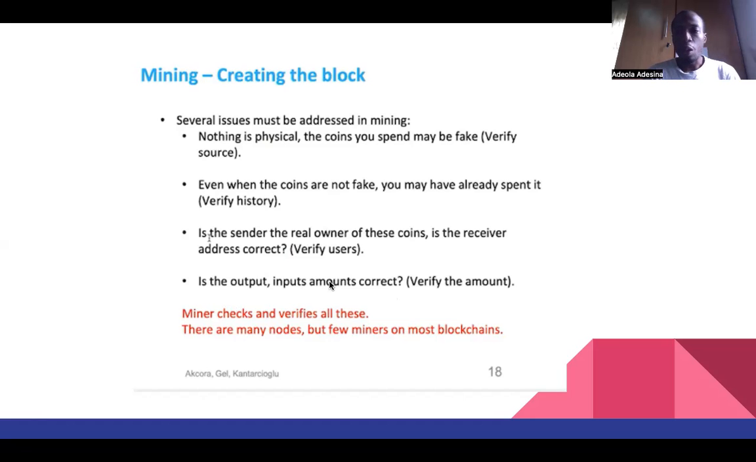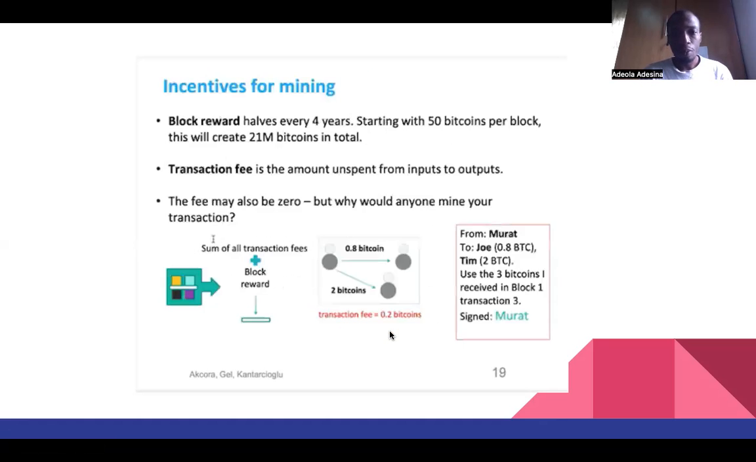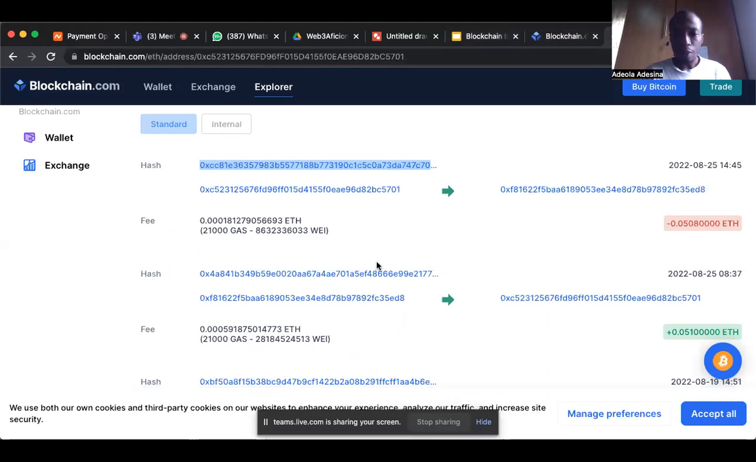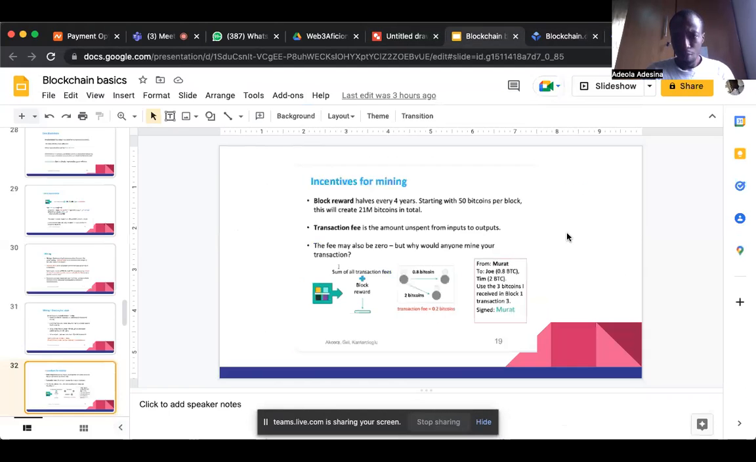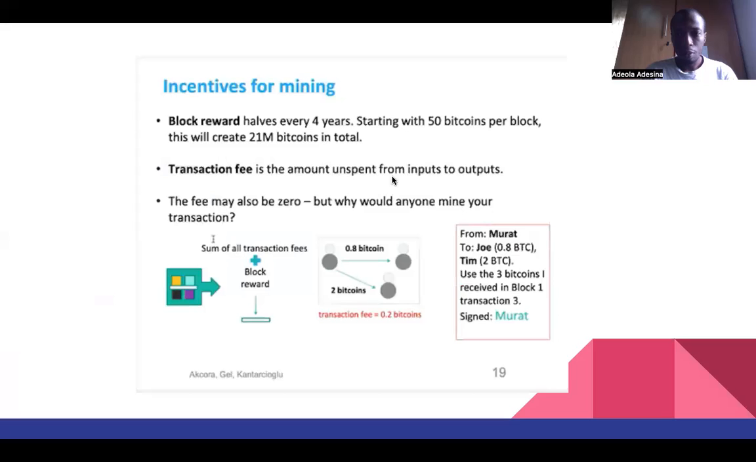And then once all of these are correct and the hash value is found, the miners check and verify all of this. There are many nodes, like I've said, but there are few miners on the blockchain. So once again, on the blockchain explorer, there was something called fee, gas fees. This is a reward the blockchain gives the miners for mining a block. Excuse me. The blockchain reward halves every 4 years.